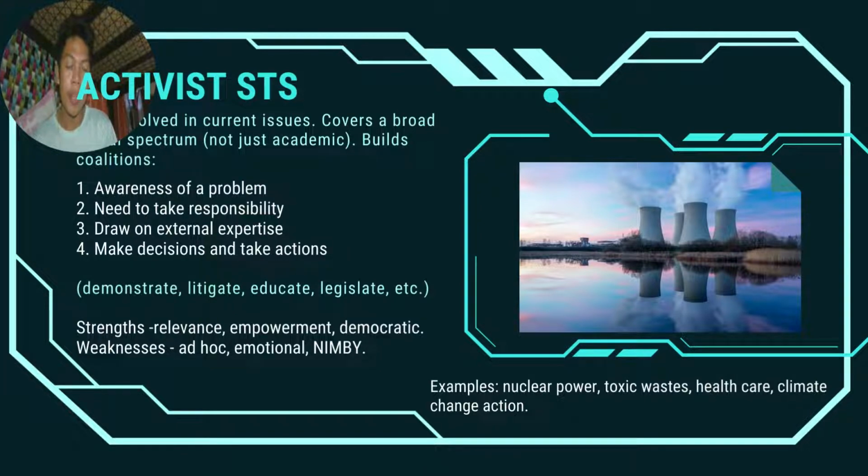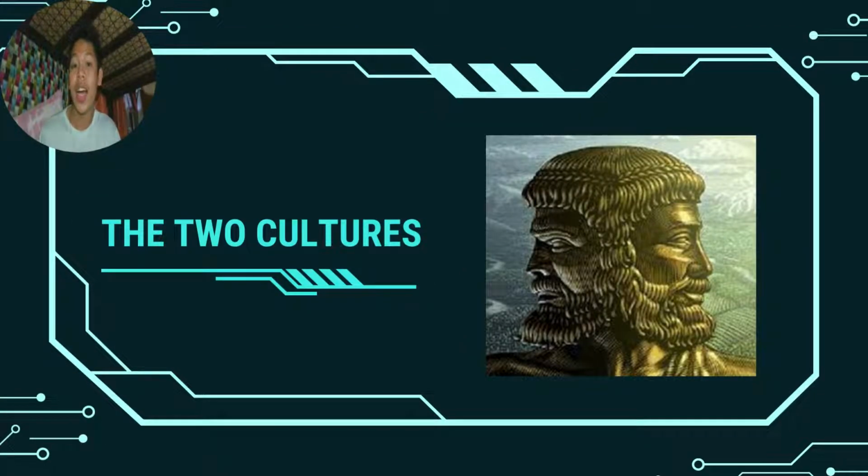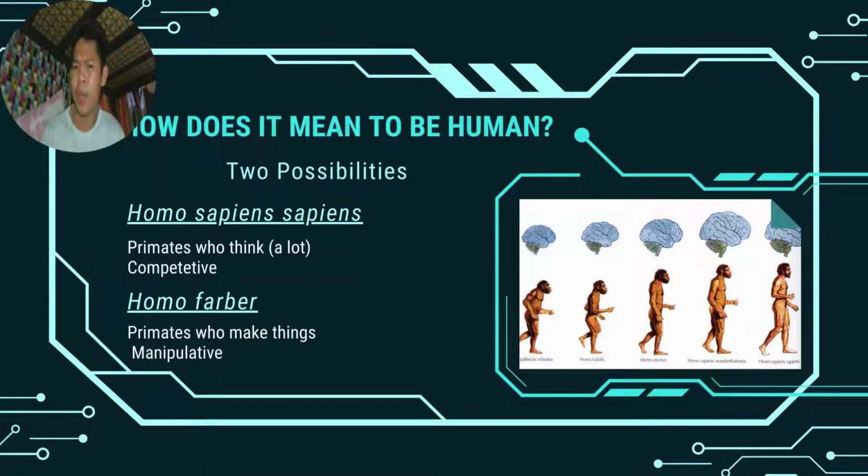In the picture here, there are examples such as nuclear power, toxic waste, healthcare, and climate change action. We have here the two cultures. So, what does it mean to be human? There are two possibilities: Homo sapiens sapiens, primates who think, who are competitive; and Homo faber, primates who make things, who are manipulative.